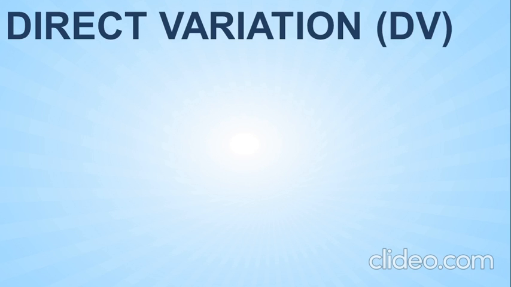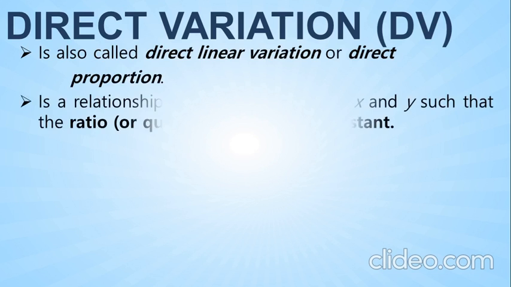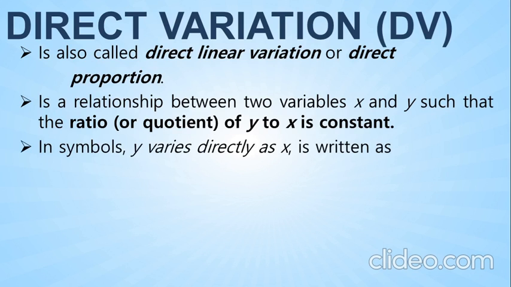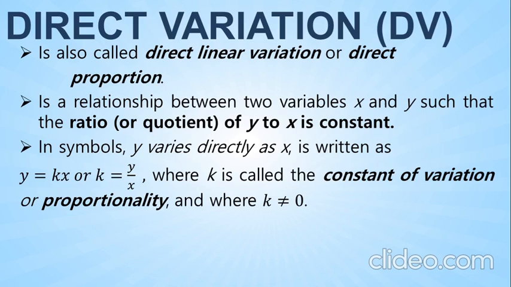So what is direct variation? Direct variation is also called direct linear variation or direct proportion. It is a relationship between two variables x and y such that the ratio, or the quotient, of y to x is constant. In symbols, y varies directly as x is written as y = kx, or k = y/x, where k is called the constant of variation or proportionality, and k must not be equal to 0.